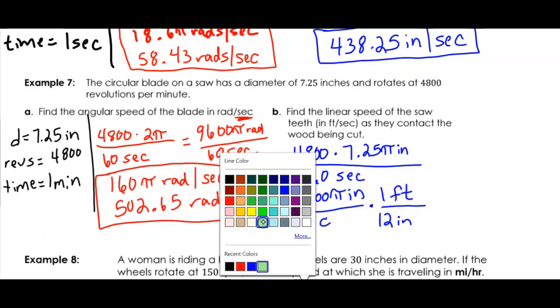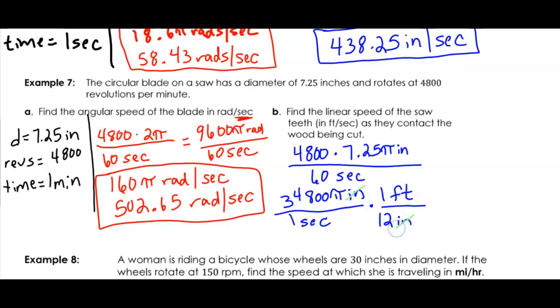Okay, so your inches, see how they cancel off? And then the only units you have are feet and seconds, and there we go. They want it in feet per second. So you're all ready to go. And then just punch that in your calculator, and you should end up with 151.84 feet per second.